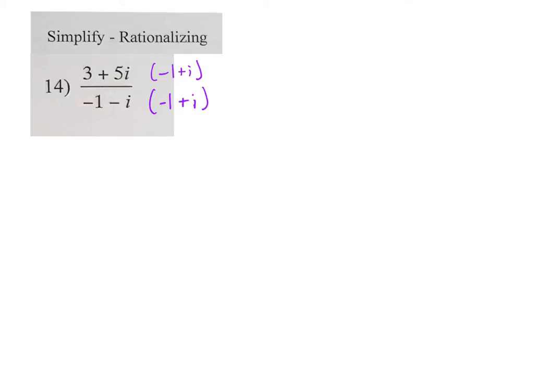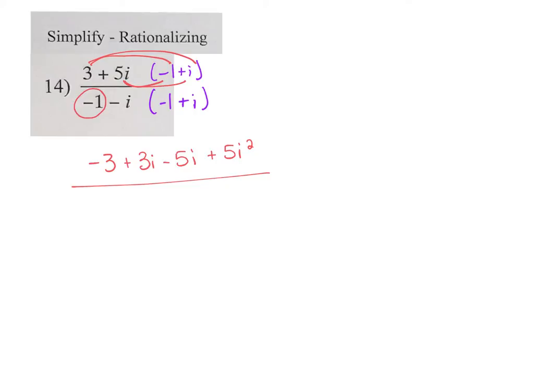On the top, you can just distribute, just like FOIL, just like we've done. So 3 times -1, 3 times i. Then 5i times -1, and 5i times i. In the denominator, this is a special case, a plus b, a minus b, right? So we just square the first one. -1 squared is just 1. Always use subtraction. And then square the second one. i squared is i squared.